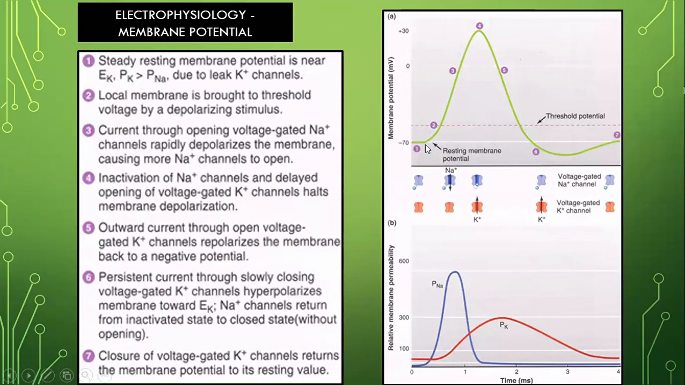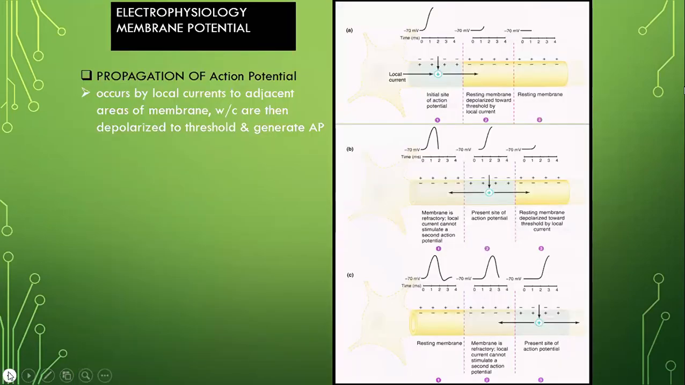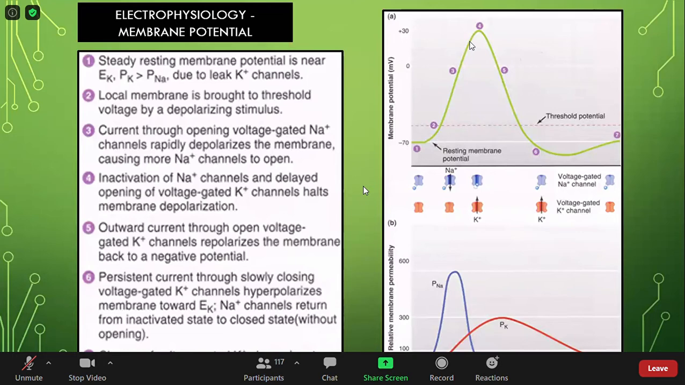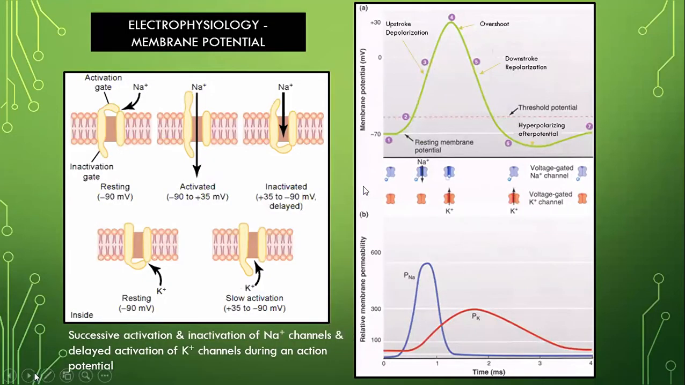Then the current through opening voltage-gated sodium channels rapidly depolarizes the membrane, causing more sodium channels to open. Thus, the amplitude is greater. So you notice that the inflow of sodium is very fast. That's why the amplitude is big. And with the fast action, inactivation is also fast. So inactivation of sodium channels will take place very fast. Okay?